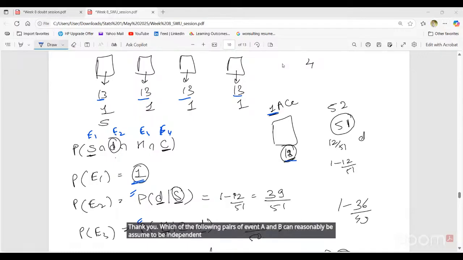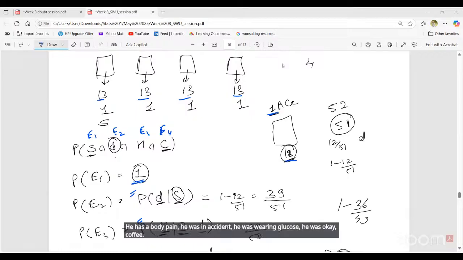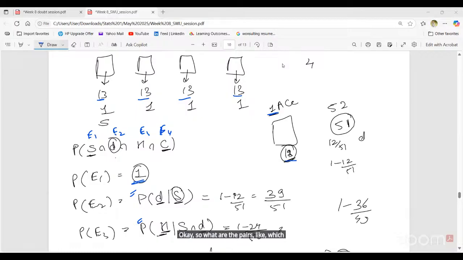He is a doctor, he has brown eyes. He has a body pain, he was in an accident. He is wearing blue shoes, he used to pay copy. Okay, so what are the pairs which are independent? What do you think?